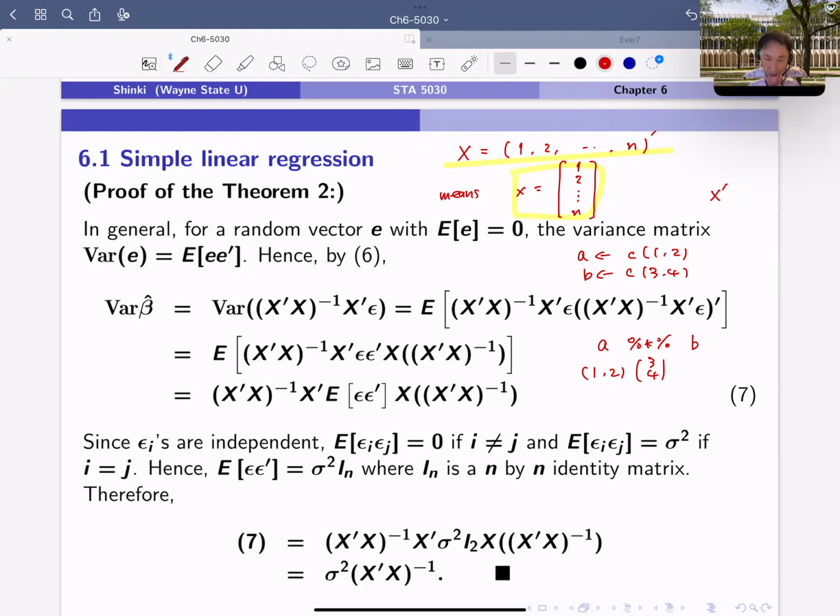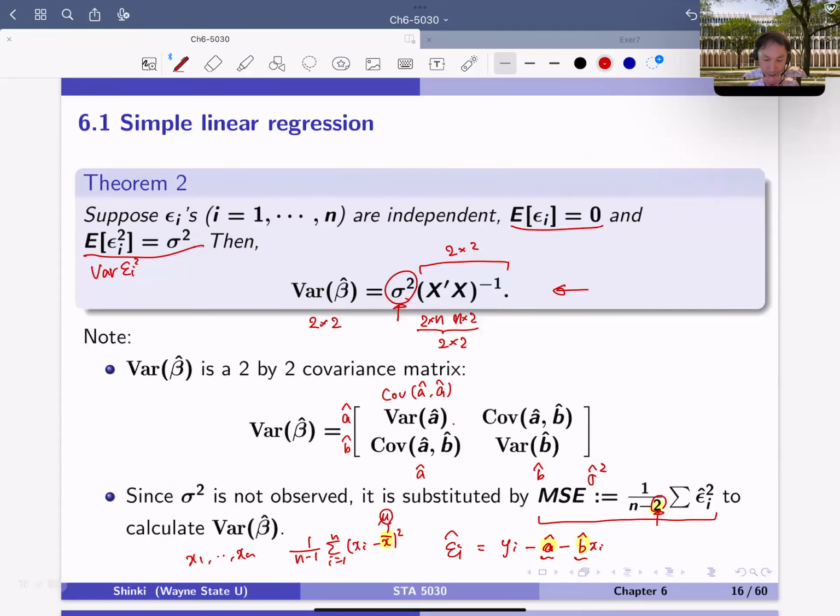Okay, and now we want to prove this: the variance of beta hat is equal to sigma square times X transpose X inverse.